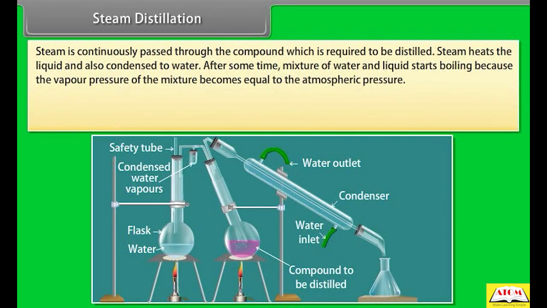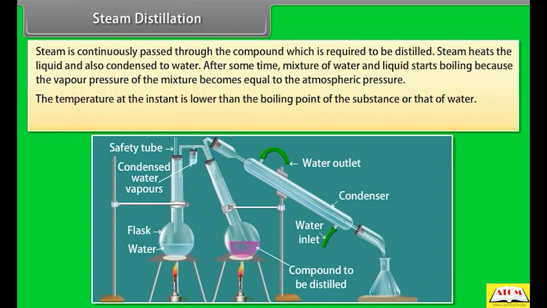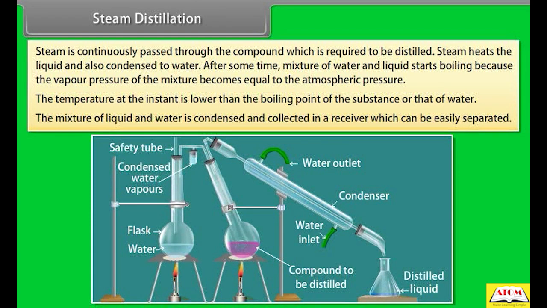Steam is continuously passed through the compound which is required to be distilled. Steam heats the liquid and also condenses to water. After some time, the mixture of water and liquid starts boiling because the vapor pressure of the mixture becomes equal to the atmospheric pressure. The temperature at that instant is lower than the boiling point of the substance or that of water. The mixture of liquid and water is condensed and collected in a receiver, from which it can be easily separated.